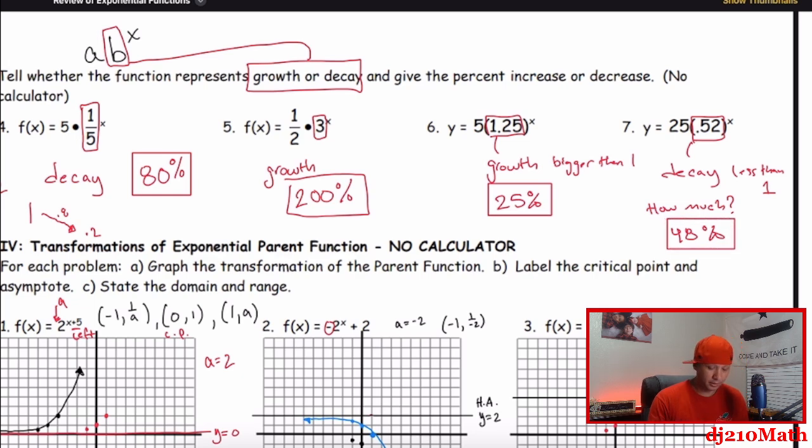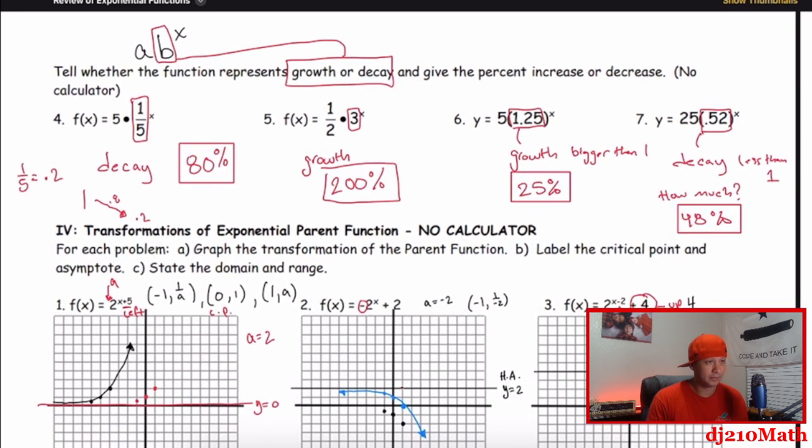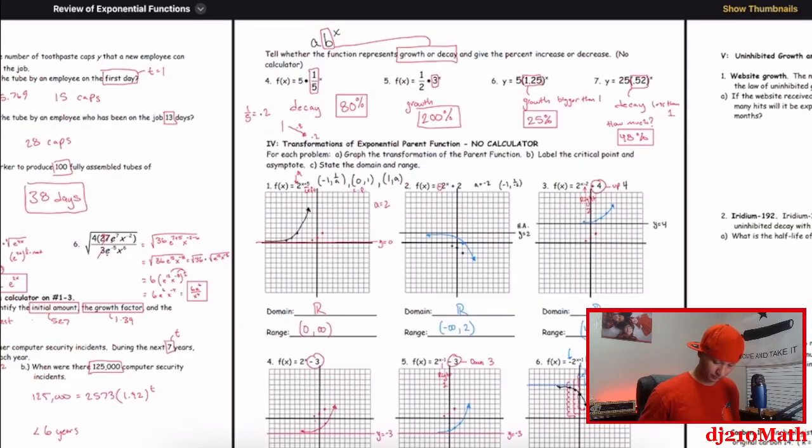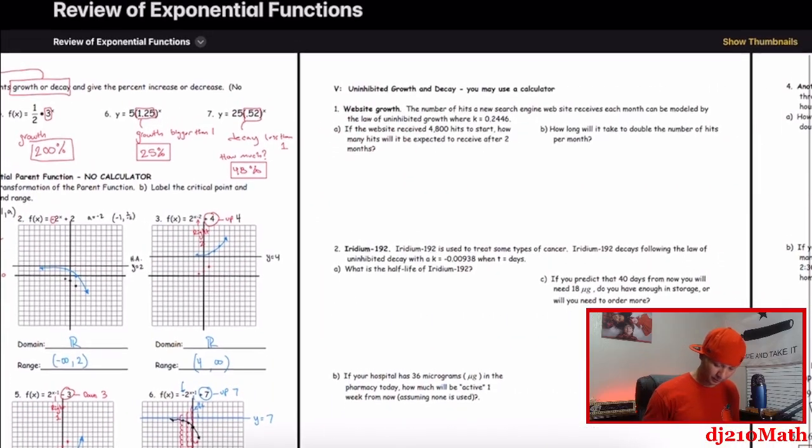So the thing here is if it's bigger than 1, it's growth. If it's less than 1, it's decay. Now, bigger than 1 is the obvious one: how much is it bigger than 1? It's the decay that you got to think about. Almost done.